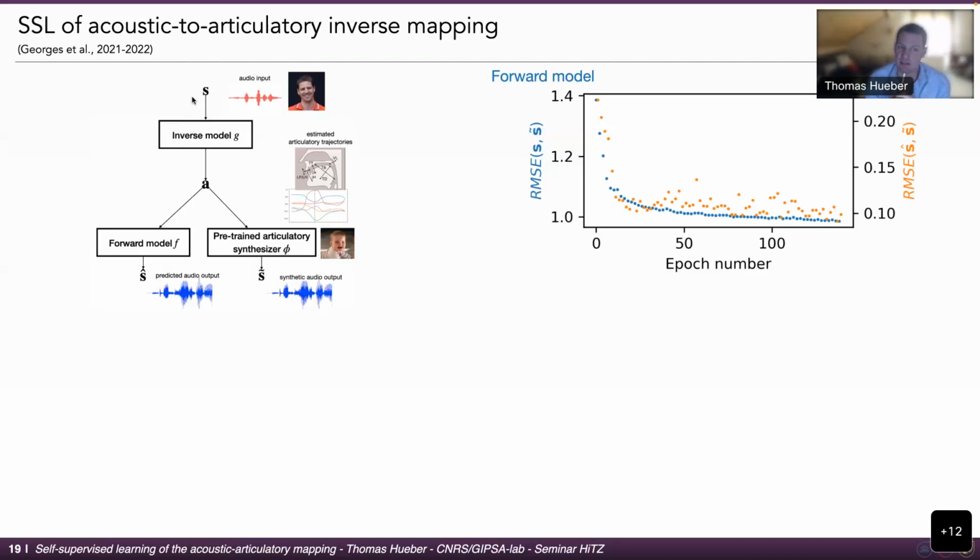And so this works, but the problem is that a small error in these normalization procedures will lead to a big error in the articulatory movements. So we did that.